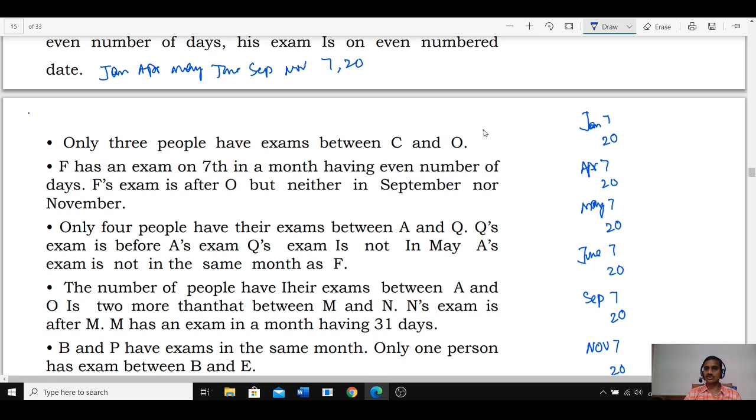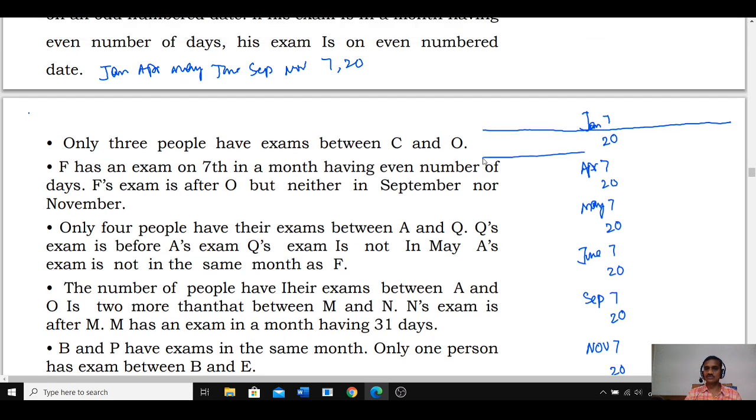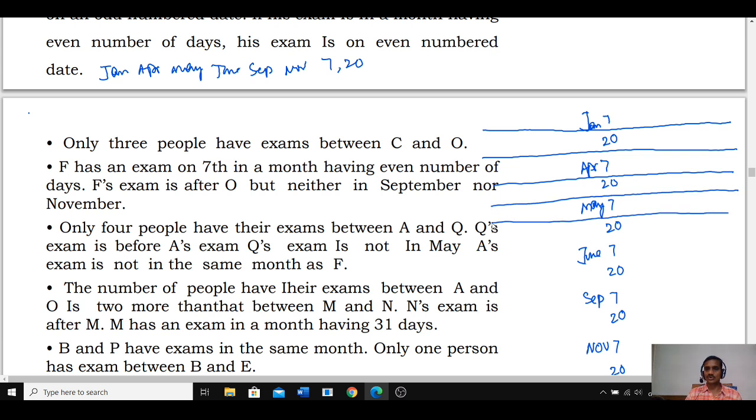Hence altogether how many? There are 12 persons. Now these 12 persons are having exams on these 12 different days. Jan 7th, April 20th, and so on.